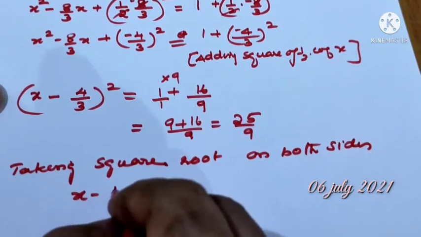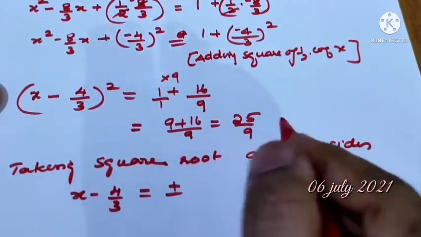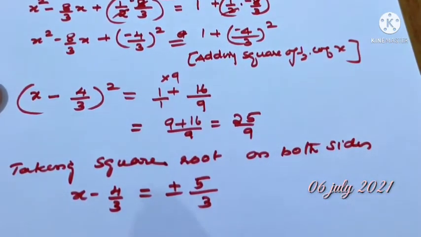So x minus 4 by 3 equal to plus or minus root of 25 by 9, that is 5, and 9 root is 3 only. So 5 by 3 we are getting. Now we have to solve for x.